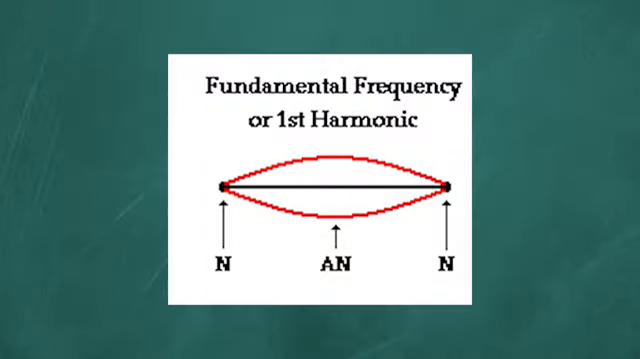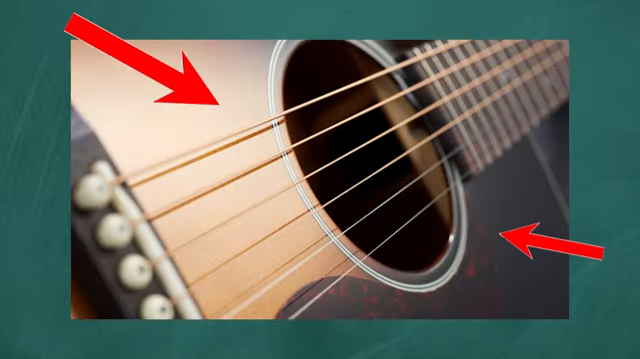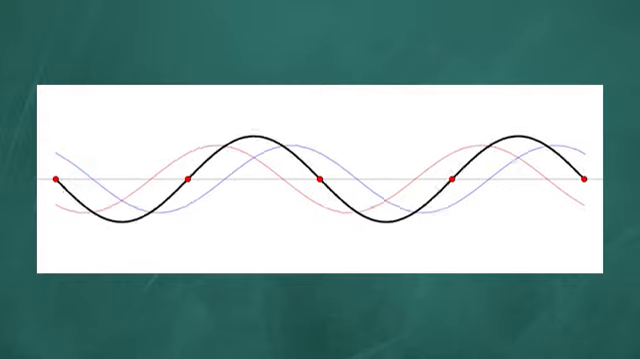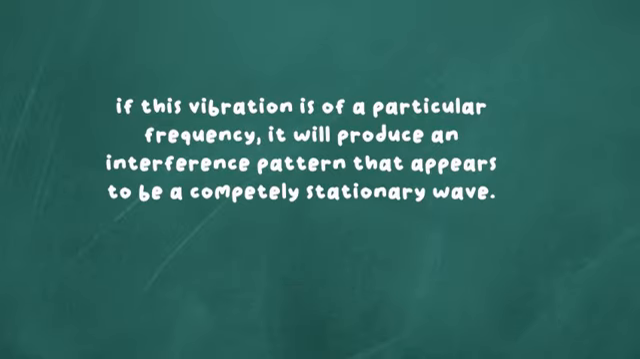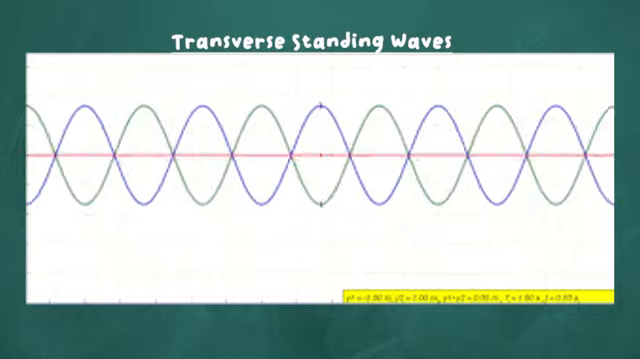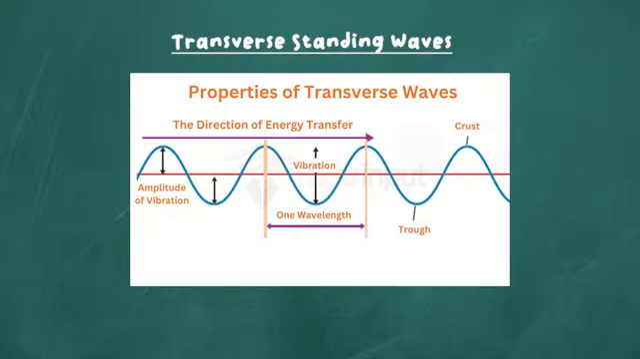Standing waves and harmonics. Just a little reminder, harmonics are frequencies related to the fundamental frequency, which is basically the lowest frequency produced by a source like an instrument. From the strings on a guitar, it experiences repeated reflections at both ends of the string, resulting in a multitude of wave cycles traveling in both directions. And if this vibration is a particular frequency, it will produce an interference pattern that appears to be a completely stationary wave, which are called transverse standing waves.